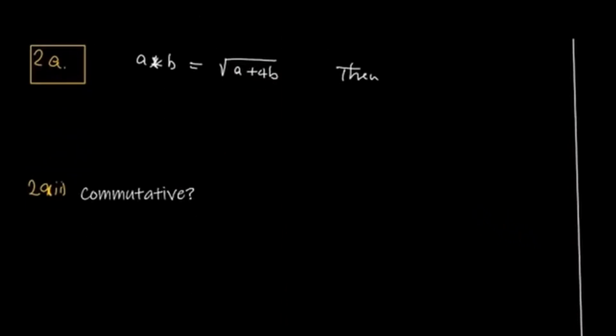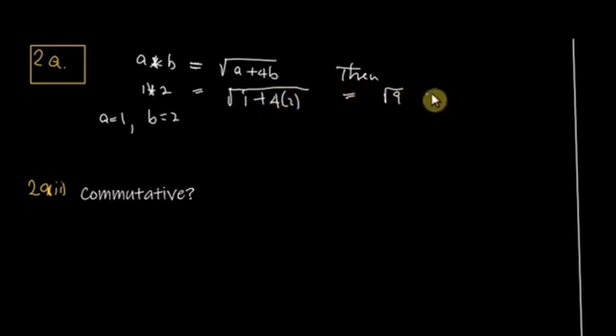Moving on to question number 2a, here we have an operation in which we have a star b, which is an operation of a and b, and it is given as being equal to the square root of a plus 4b. So if we have 1 star 2, then that would mean a is equal to 1 and b is equal to 2. So we substitute that here. We would get the square root of 1 plus 4 times 2, which is equal to the square root of 9, which is equal to plus or minus 3. So we're interested only in the positive root, so we will give our answer as positive 3.